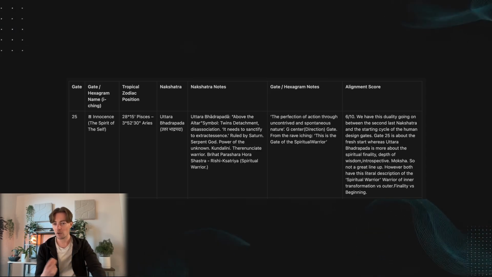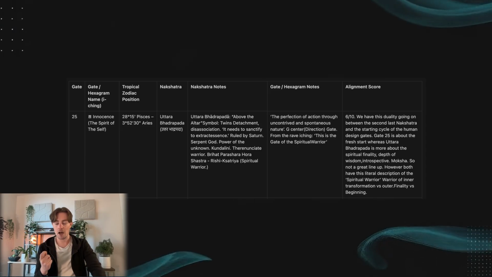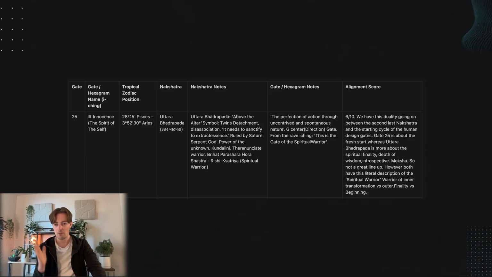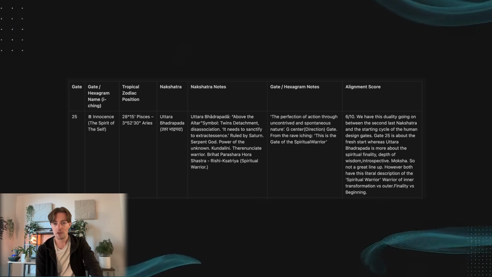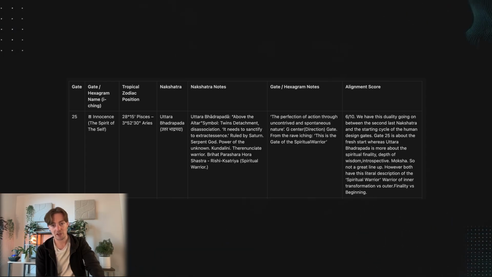Some notes on the gate or the hexagram. I have got these from the I Ching and some other online sources. So primarily coming from the I Ching, maybe some other online sources to back up my ideas. So in gate 25, we have the perfection of action through uncontrived and spontaneous nature.